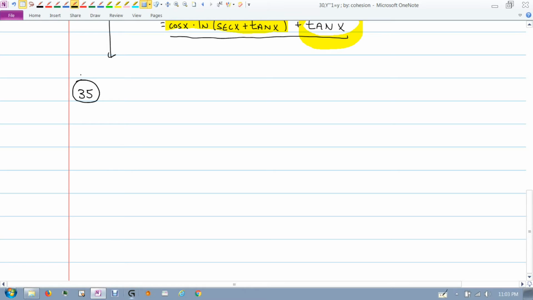35. Using some prime notation here, other than the Leibniz notation in the book: x y double prime plus 2 y prime equals 0, and our function is y equals c sub 1 plus c sub 2 x to the negative 1. So we're going to need our second derivative here. So let's get the first derivative.